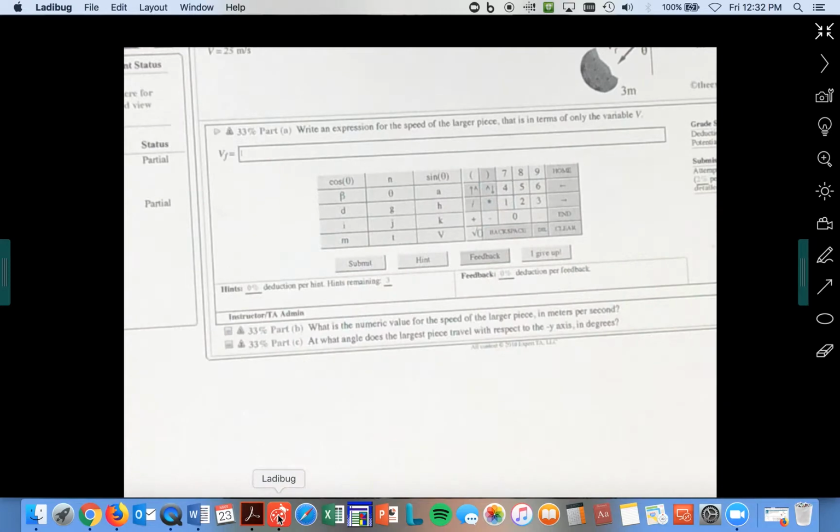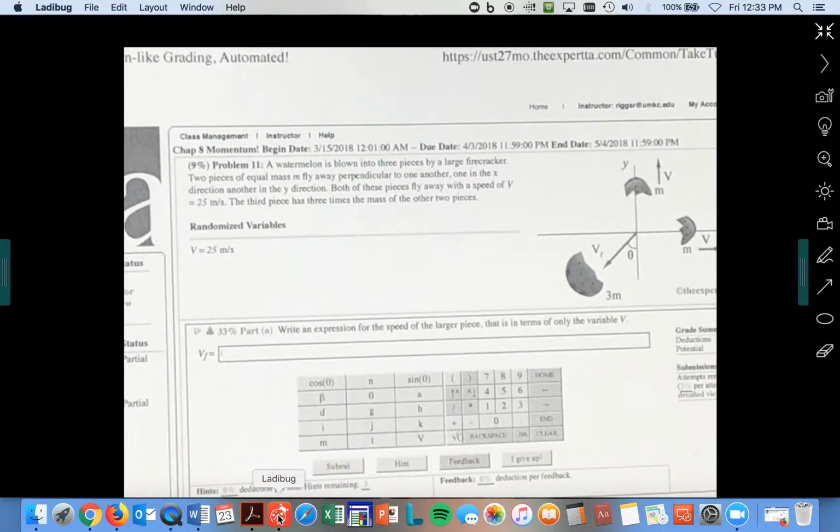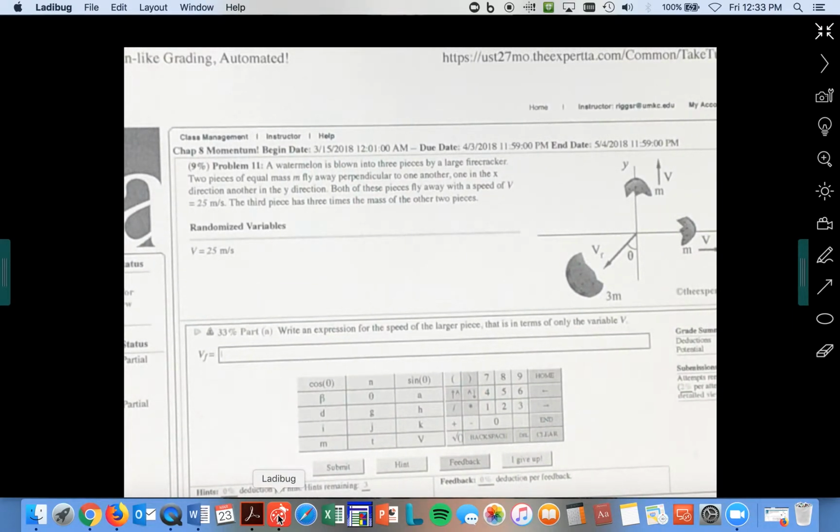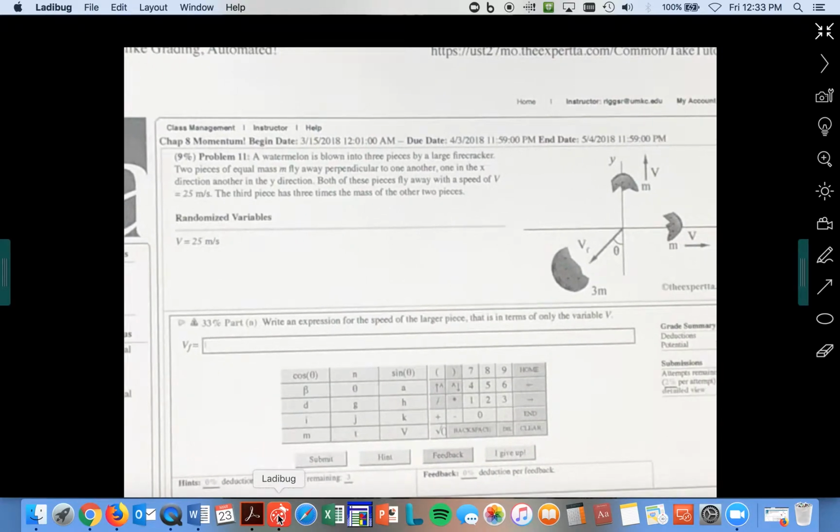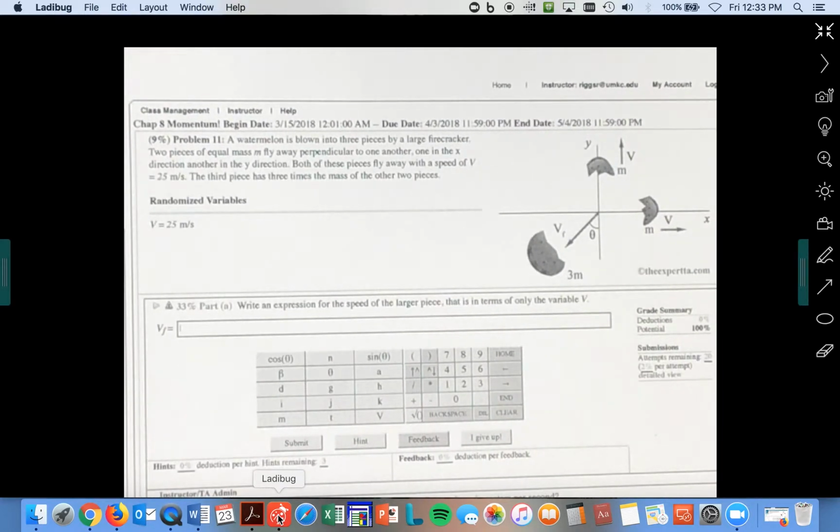Now, I've made this kind of big, because I was going to do a different problem, but this one's pretty straightforward because they already give us what V is. It's 25 meters per second. So this one's going up here at 25 meters per second, and this one is going this way at 25 meters. So we know there's a final velocity in the y direction, and I really believe that's where we're going to find our answers here. So they want V final.